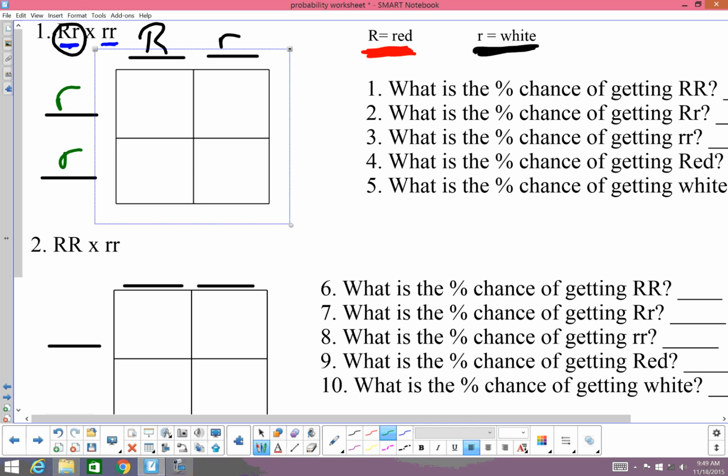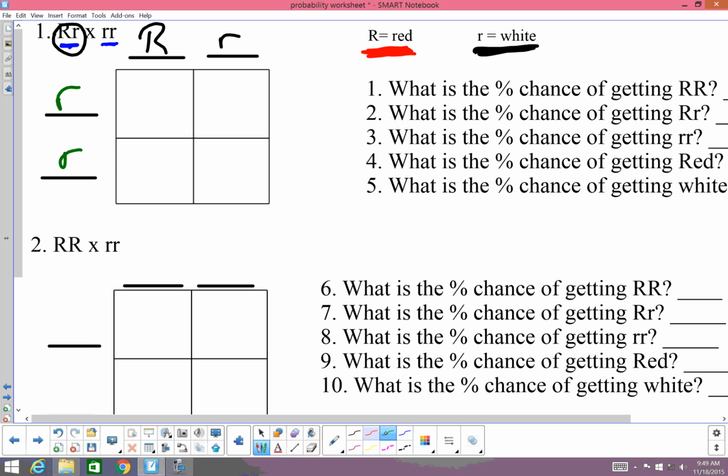It's red. Even though he's carrying a recessive allele, he's red because he has that dominant capital R. And on the side here, that parent is white. We have two recessive alleles together. There is no dominant allele there to take over and make it red, so it's automatically white.